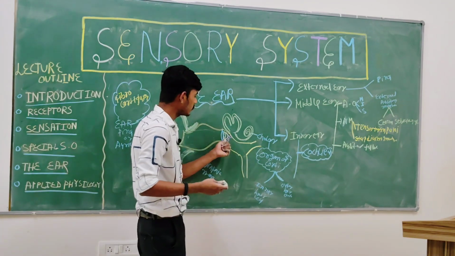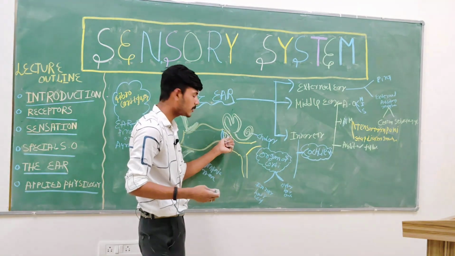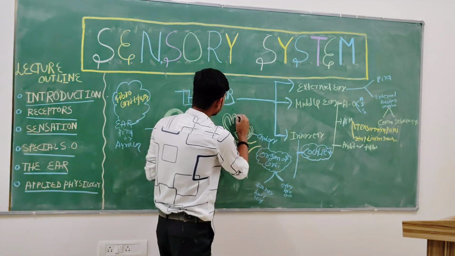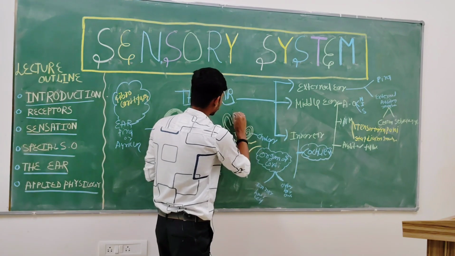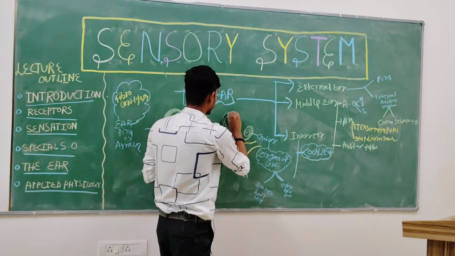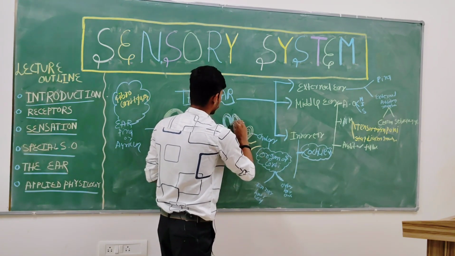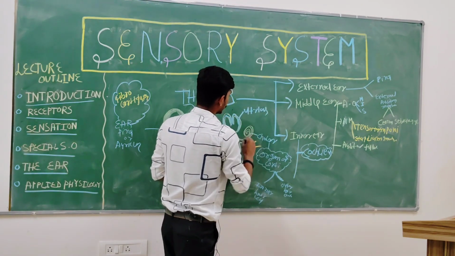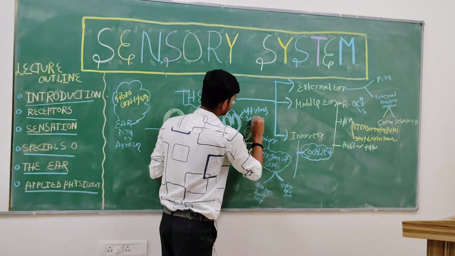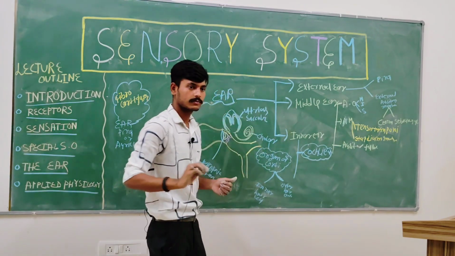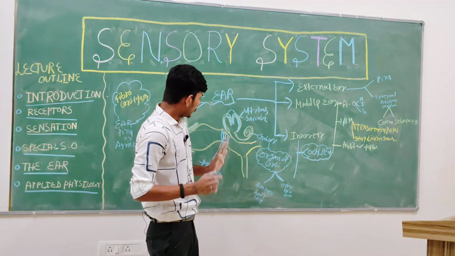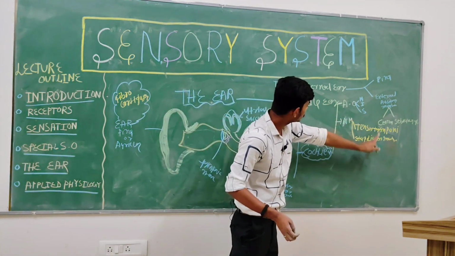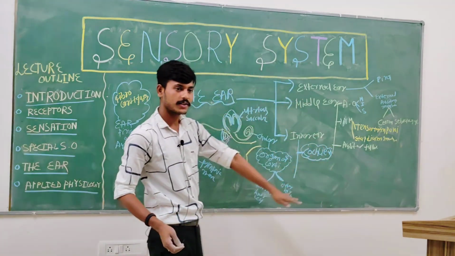And you know this is your which bone? Malleus. This is your incus. This is your stapes. This is called utricles, and this is called saccules. Understood? Now, this is your middle ear, this is your Eustachian tube, or we can say the auditory tube.